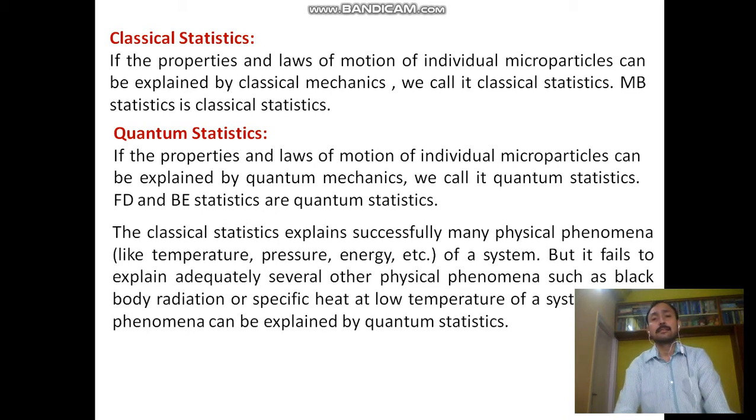Classical statistics explains successfully many physical phenomena like temperature, pressure, energy, etc. of a system, but it fails to explain adequately several other physical phenomena such as black body radiation or specific heat at low temperature of a system. These phenomena can be explained by quantum statistics.